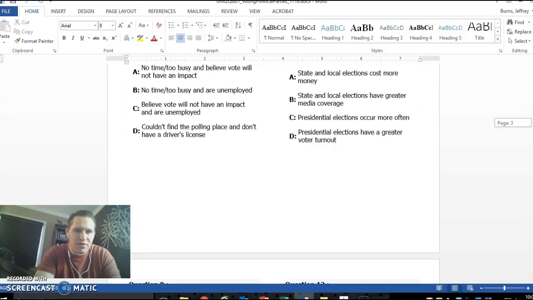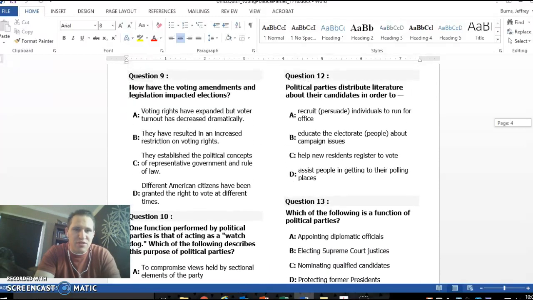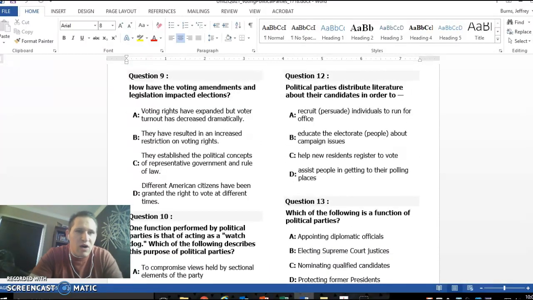All right, let's scroll down. Question 9 was another tough one, which is right there on the left side. How have the voting amendments and legislation impacted elections? This is straight from your study guide, so it's a little disappointing that you missed this one. It's also on the Quizlet set, which are both posted to Blackboard in the Course Materials Unit 2 folder. So the answer is D.